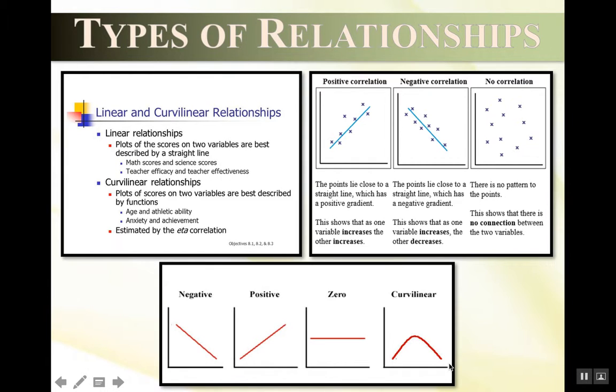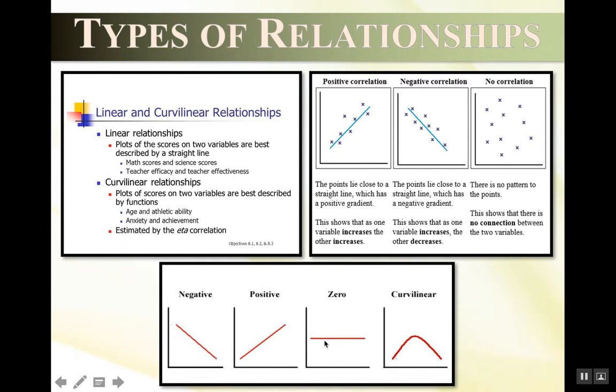And this is when it could be described by things like functions. So age and athletic ability. Well, as someone gets older, so going from infancy, it may be down because they don't have the motor skills to be able to do it. But when you hit about 18, when you're in adulthood, that's when you're at your peak. So that would show a peak in age and ability. And then it goes down as we get older because our physical abilities change. So that would be an example of a curvilinear.